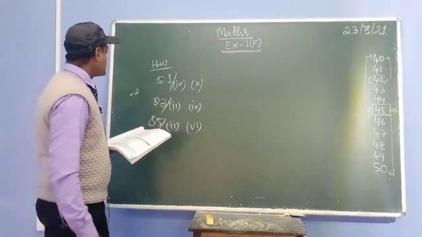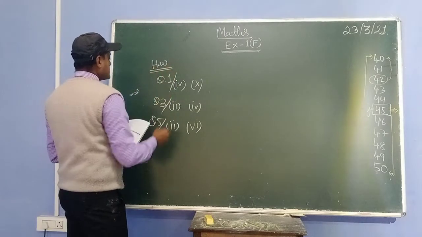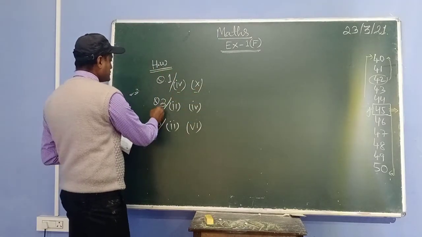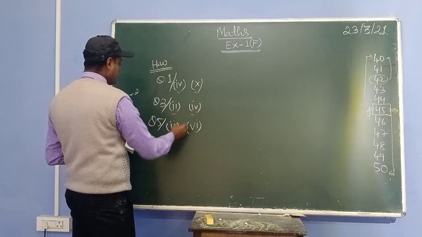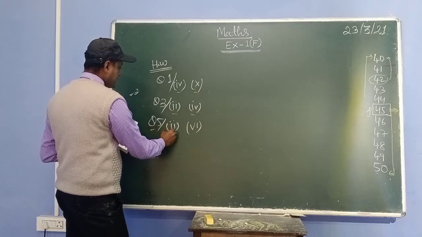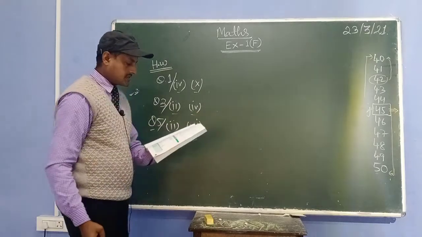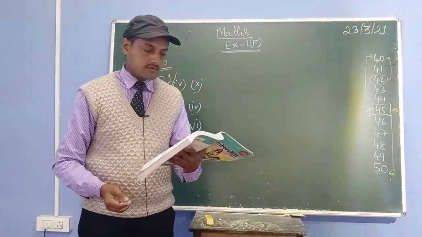Okay, now I will give you the homework. From question number 1, you have to do parts 4 and 10. From question number 3, you will do parts 2 and 4. From question number 5, you will do parts 2 and 6, and you will send it to my personal WhatsApp number. Thank you, class.